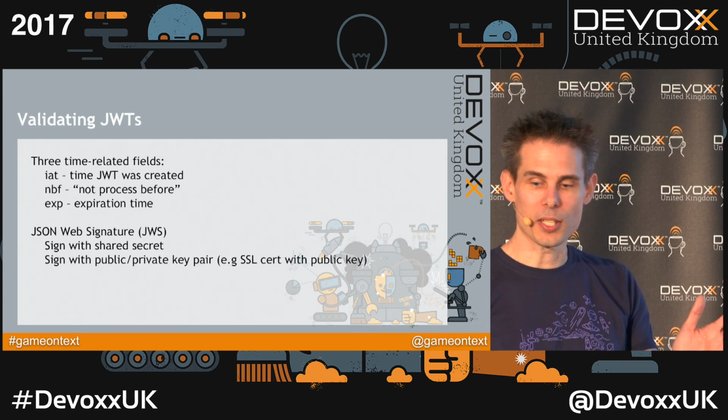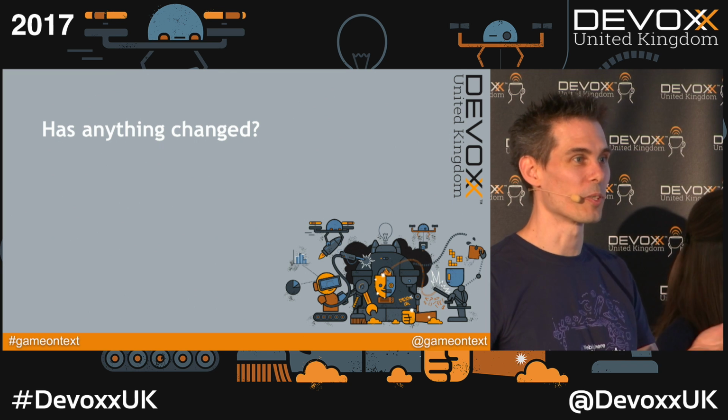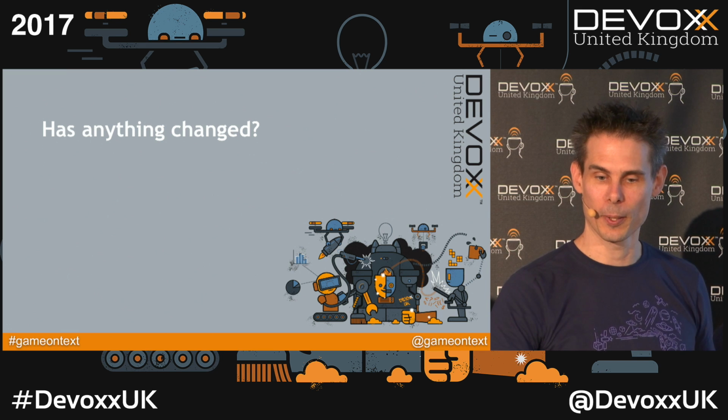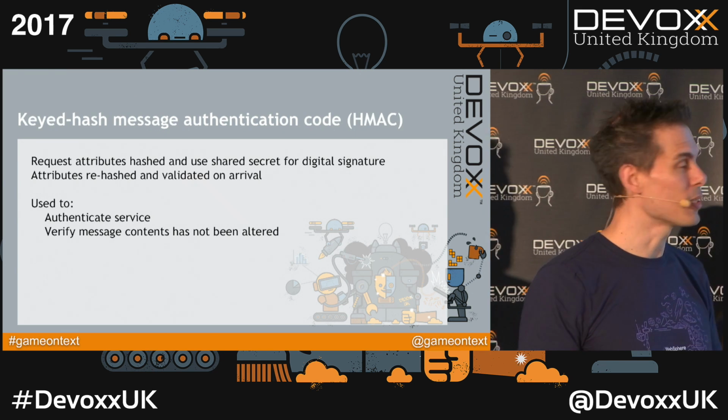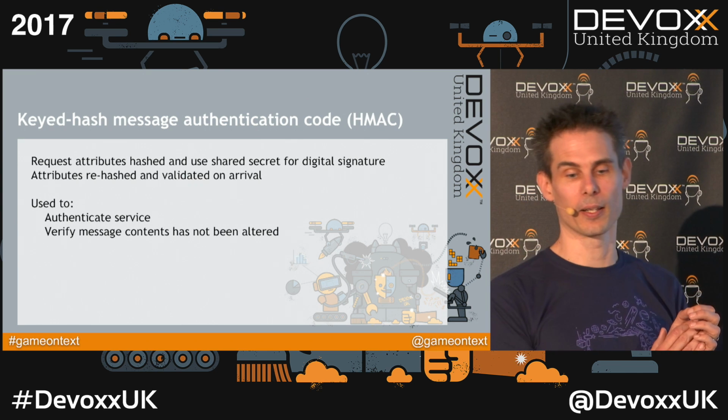So, these JWTs allow us to establish who you are, and once we know who you are, we have covered an aspect of whether anything has changed with the signature. But there is another way of doing it, which is this hash message authentication code, or HMAC.